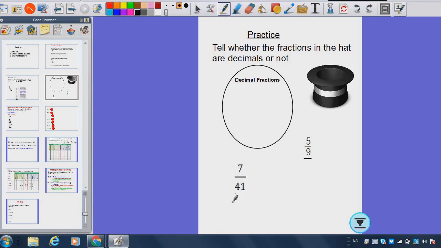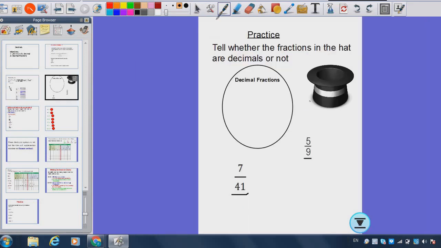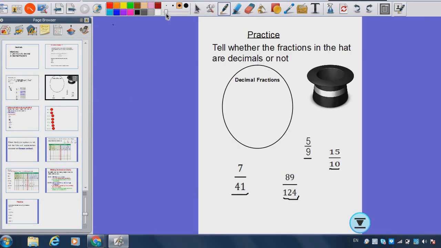7 over 41. The denominator is 41, which is not a power of 10. Check. It's not in the list. So this fraction is not a decimal fraction. 89 over 124, the denominator is 124, which is not a power of 10, then this fraction is not a decimal fraction. 15 over 10, the denominator is 10, and 10 is a power of 10, it's here, so this fraction is a decimal fraction.